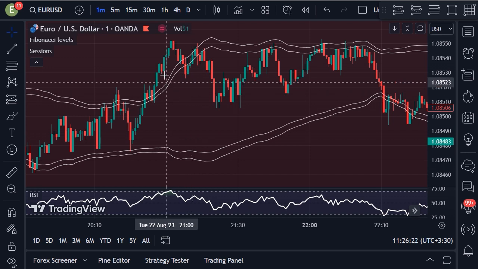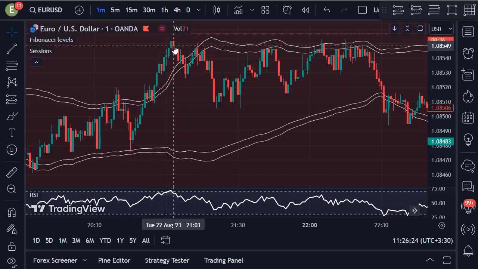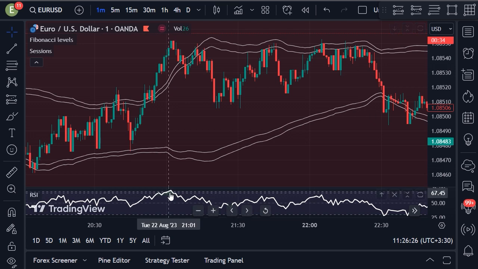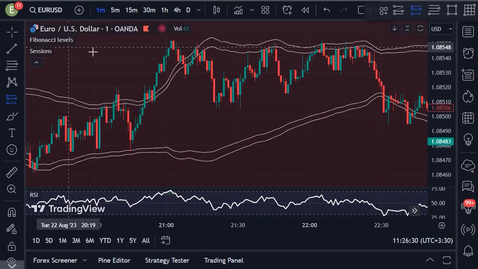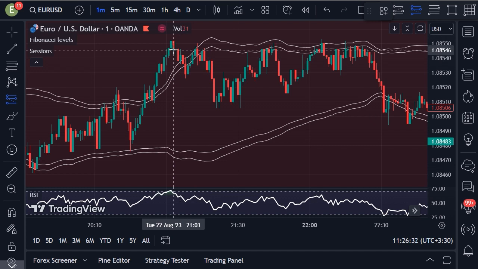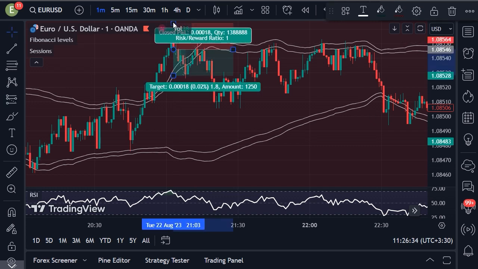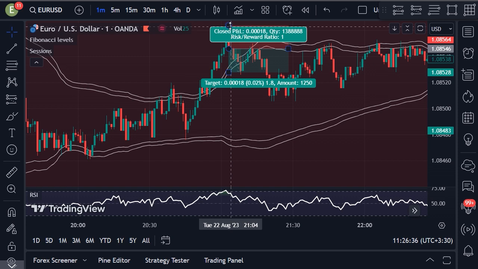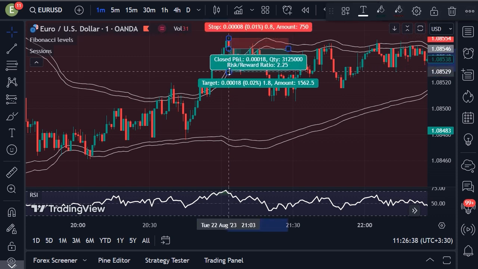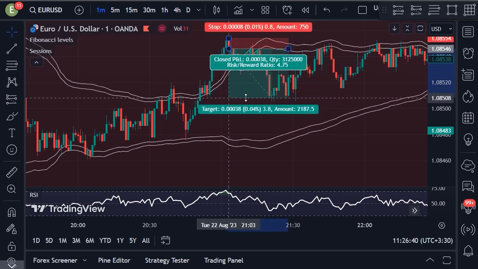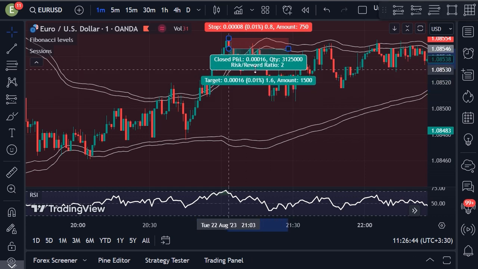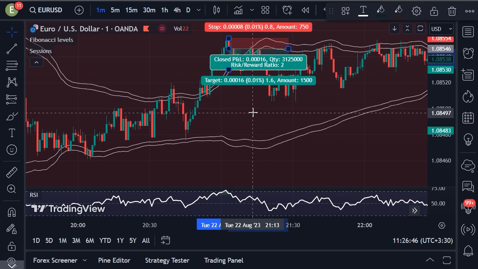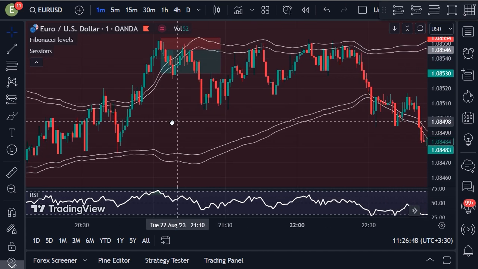Here, the price has gone behind the Fibonacci levels, and the RSI is in the overbought zone, so we enter a position. Here you can see that we can easily get a risk to reward ratio of 4. So you can set a profit target depending on your risk tolerance.